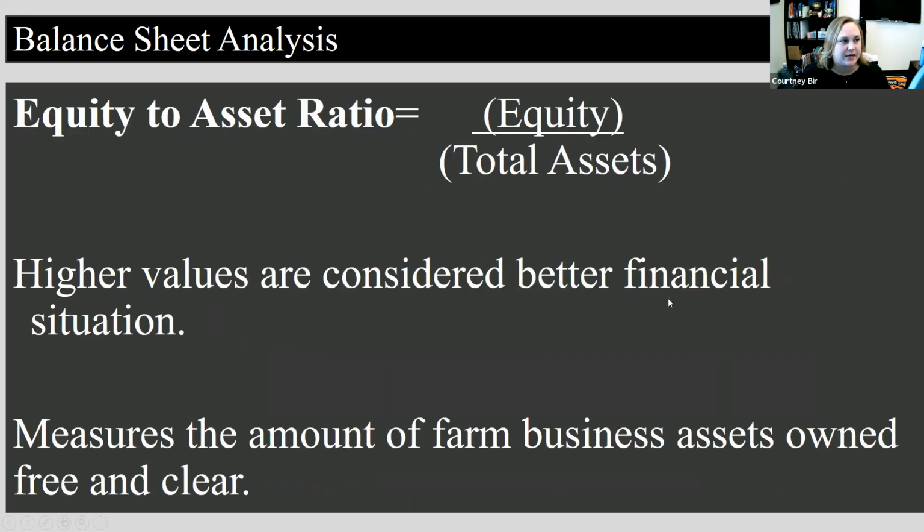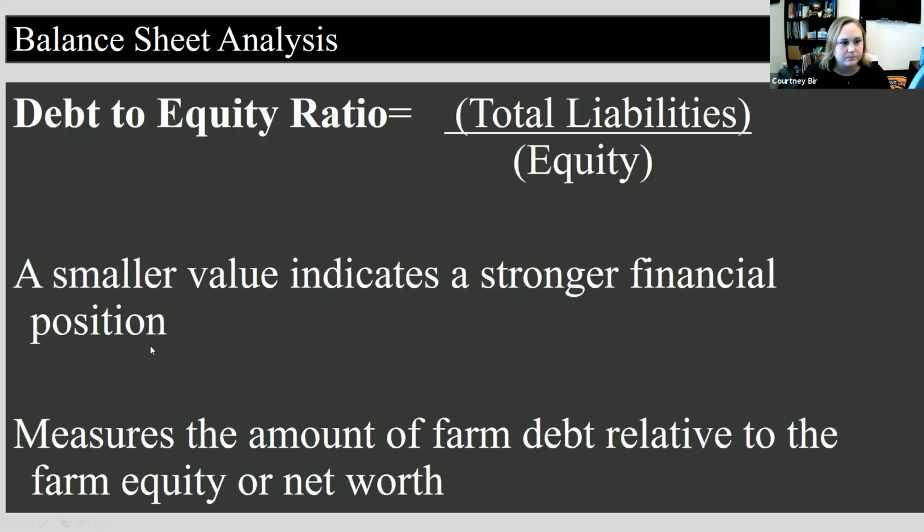Your equity to asset ratio is your equity divided by your total assets. Higher values are considered a better financial situation, and it measures the amount of farm business assets owned free and clear. So these are things that you don't owe money on. This is what you actually own, and that goes into how solvent you are if you were to get rid of those things that you actually own. That lends itself to the solvency question.